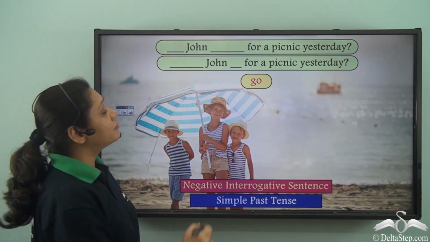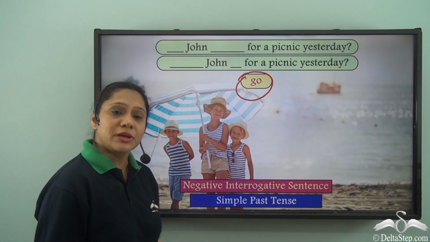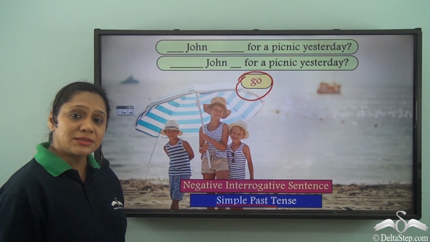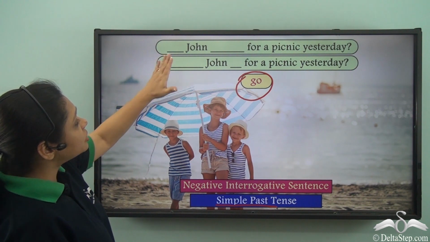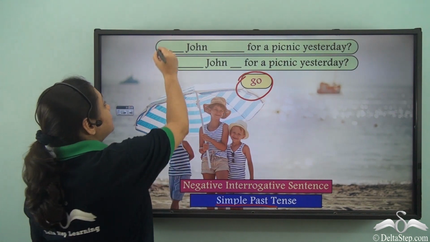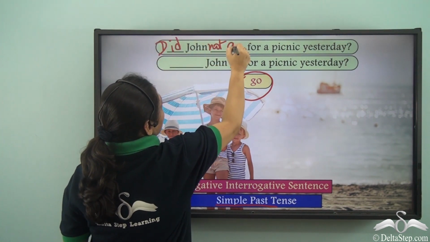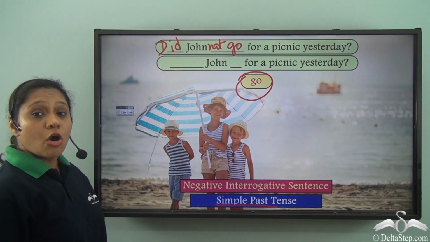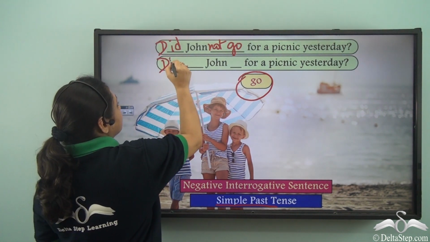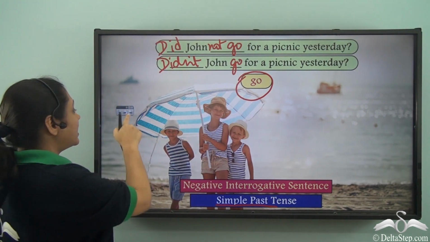What if we have the verb as go? How will we form a negative interrogative sentence to portray the simple past tense in these two sentences? Let us see. Dash John dash for a picnic yesterday. How will we write? Did John not go for a picnic yesterday? Or we can use the contracted form to write, didn't John go for a picnic yesterday?